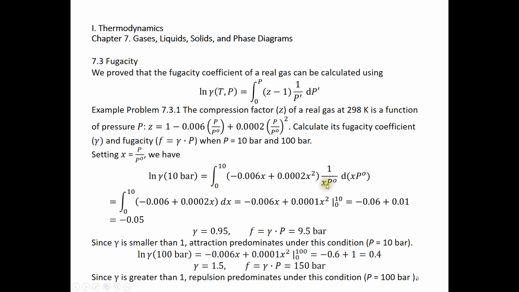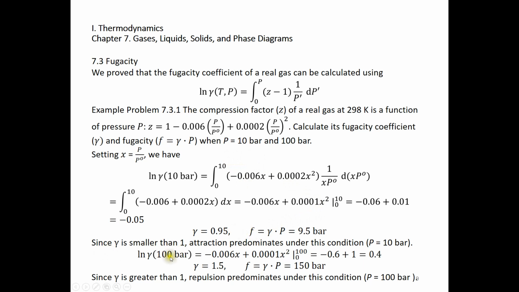Now on the bottom we were supposed to have P prime here, but since we have this, P prime is just P naught X and P prime is X P naught. We just need to integrate this. P naught and P naught cancel. We just need to integrate a function of X, which is right here. The remaining steps are trivial. You just get logarithm of gamma is negative 0.05 and gamma is 0.95. Fugacity is 9.5 bars. So that means at 10 bars, the attraction predominates.